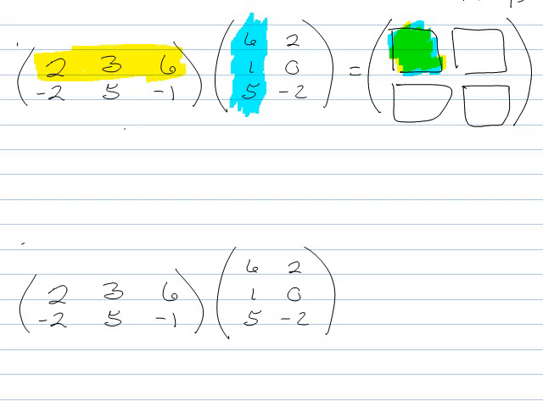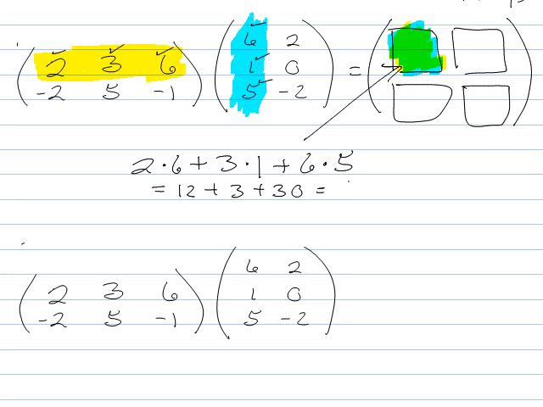So what I'm going to do is I'm going to say, well, this blank here is going to be 2 times 6 plus 3 times 1 plus 6 times 5. Okay, so that's 12 plus 3 plus 30, 15 plus 30, or 45. So that answer there is 45. Okay, and yes, this is what matrix multiplication is like. Yay, it's super ridiculously awesome.